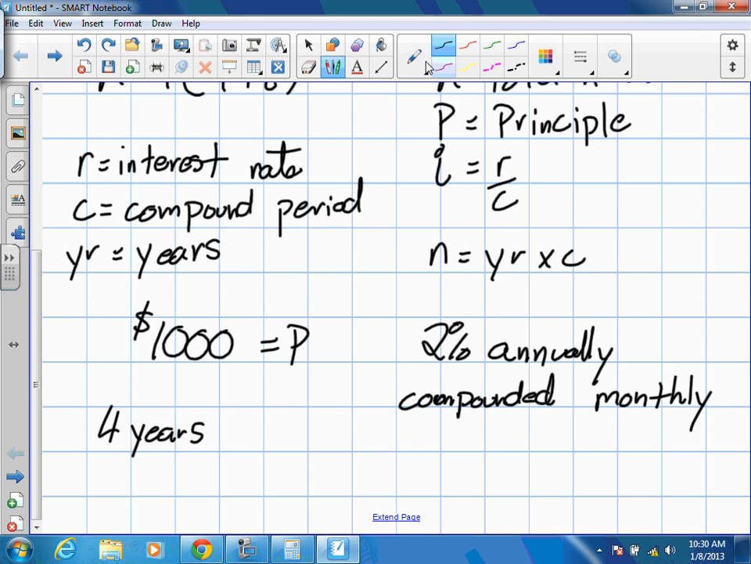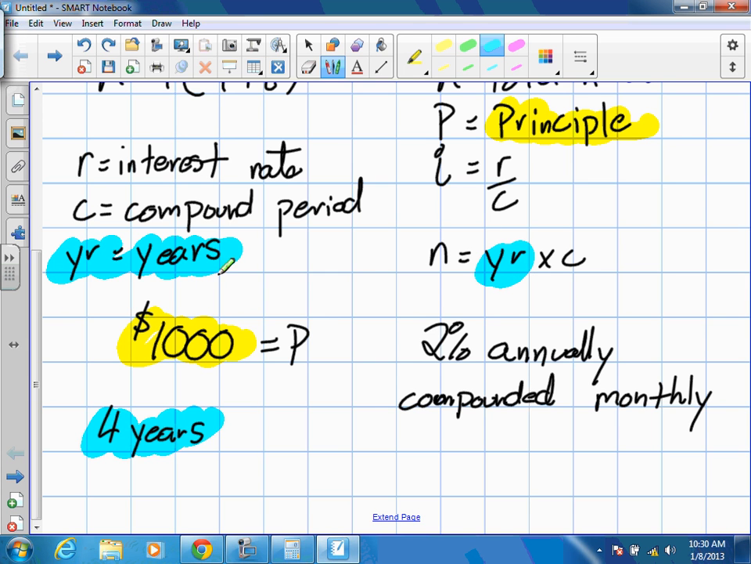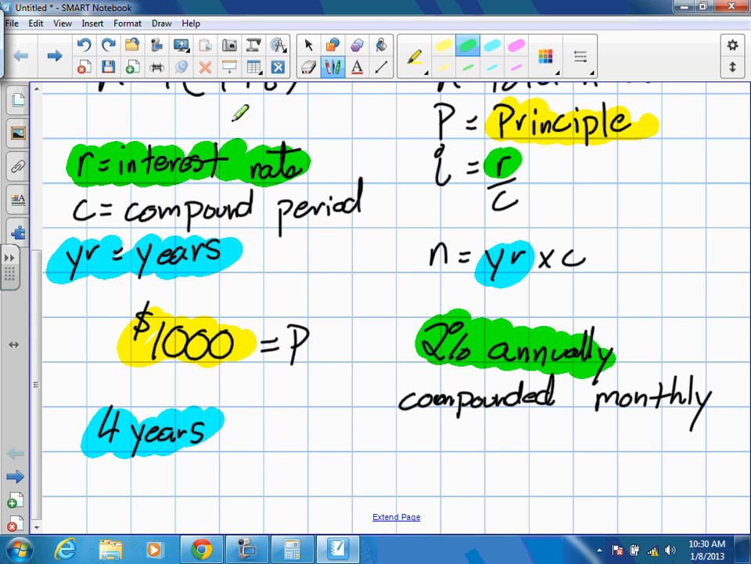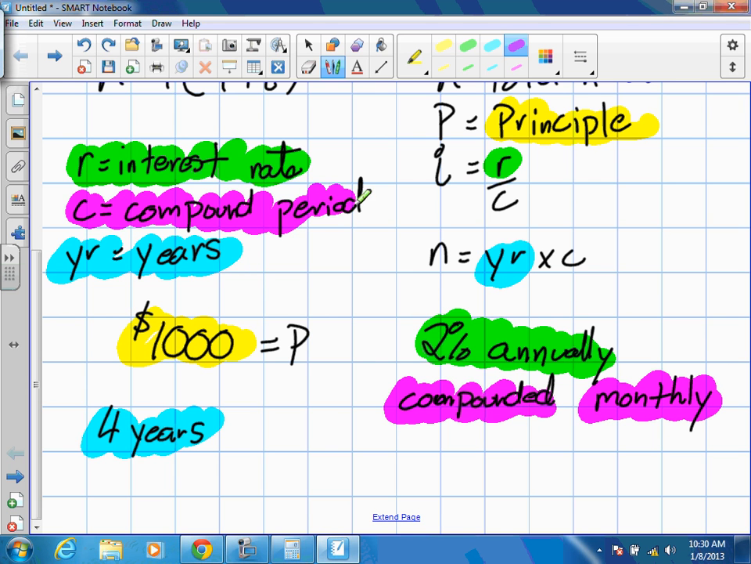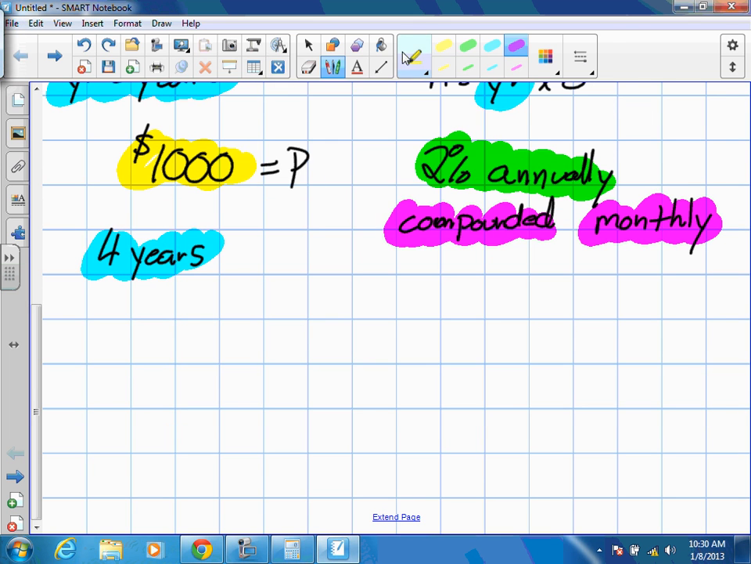So we're going to equate these to what we have. We know our $1,000 is our principal. Our years are 4. So that's going to be our YR, or our years in this question. Our interest rate is 2% annually. So that's what our R is. But the compound period, what color haven't I used yet here? Purple, okay. Our compound period is monthly, and that's very important because the compound period changes a lot of our formula. So we're going to put this formula together again.